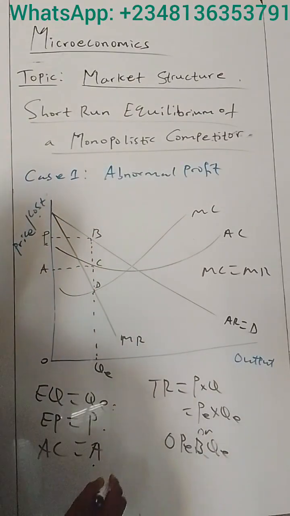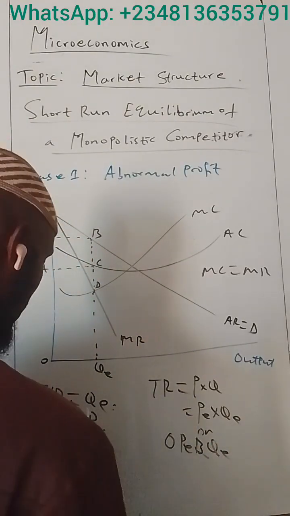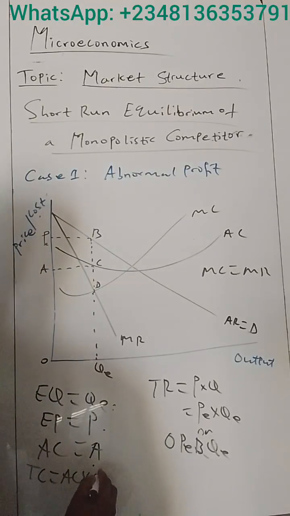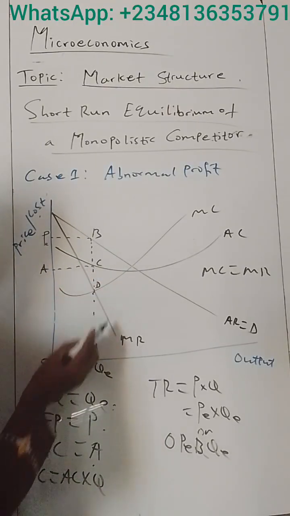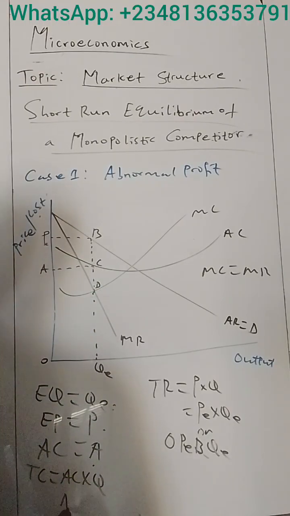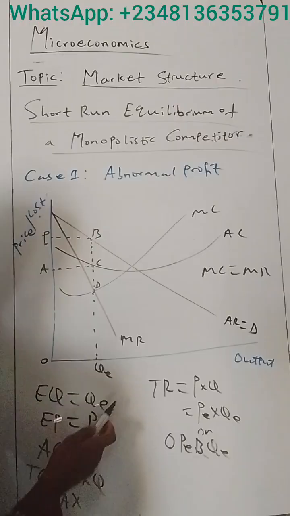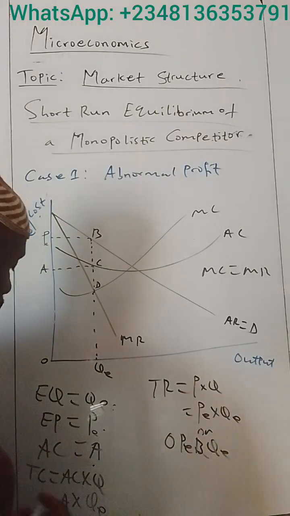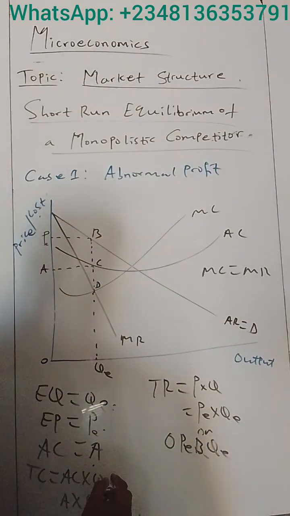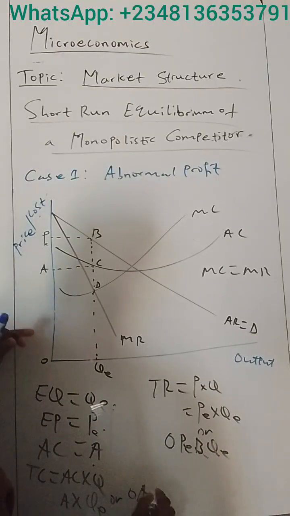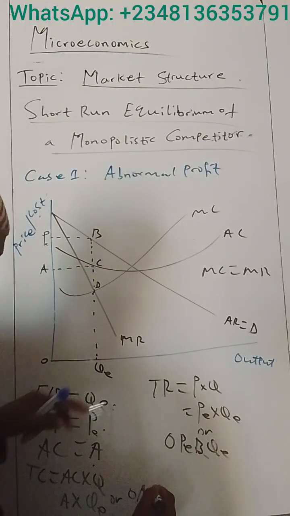Also, the total cost. The formula is average cost multiplied by Q. What is our average cost? It is where it touches the AC curve, and we trace it here. The average cost is A, then multiplied by Q, given as QE. This average cost A multiplied by Q is the total cost, or the rectangular area OACQE.